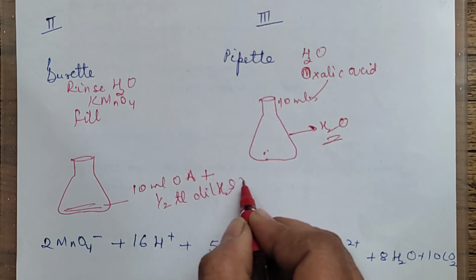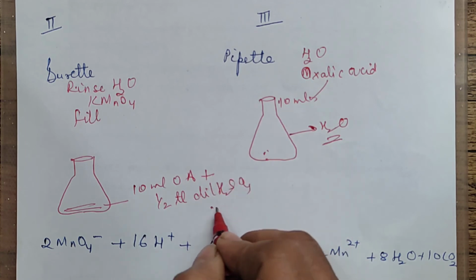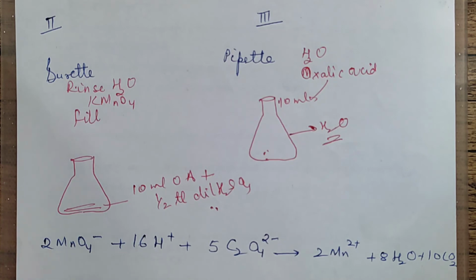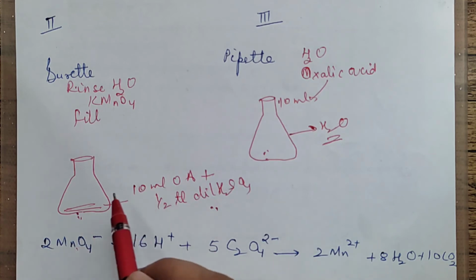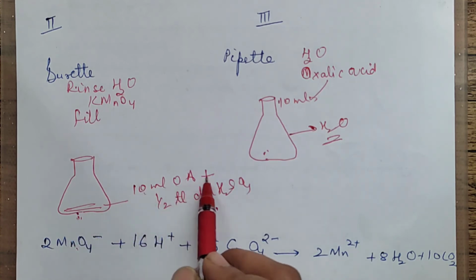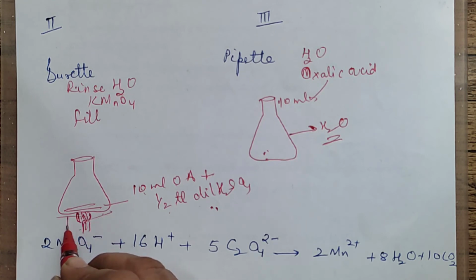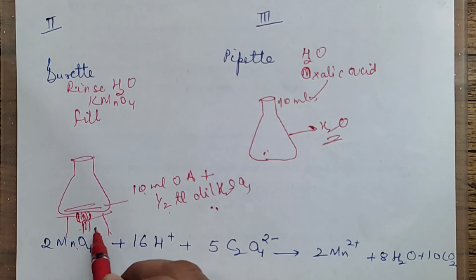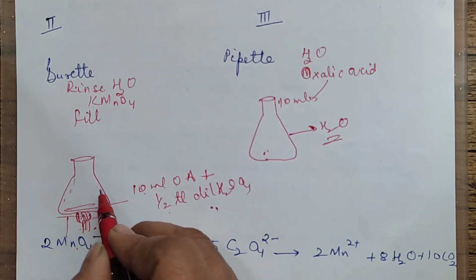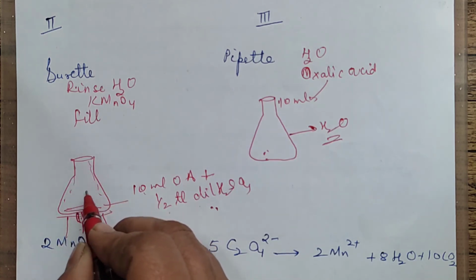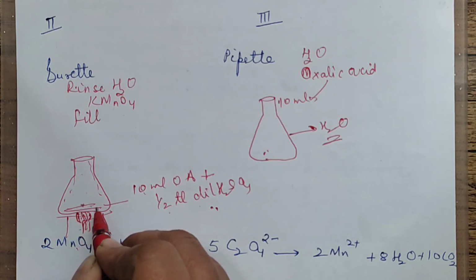This is to be added. This is the same, this is not a difference. I will tell you the second difference. Before you place this conical flask below the burette, you have taken in there 10 ml oxalic acid and half test tube dilute sulfuric acid. You will have to heat this. Put it on the burner, on the tripod stand, and heat it till you see some moisture accumulating here, till 1 or 2 bubbles start coming out.